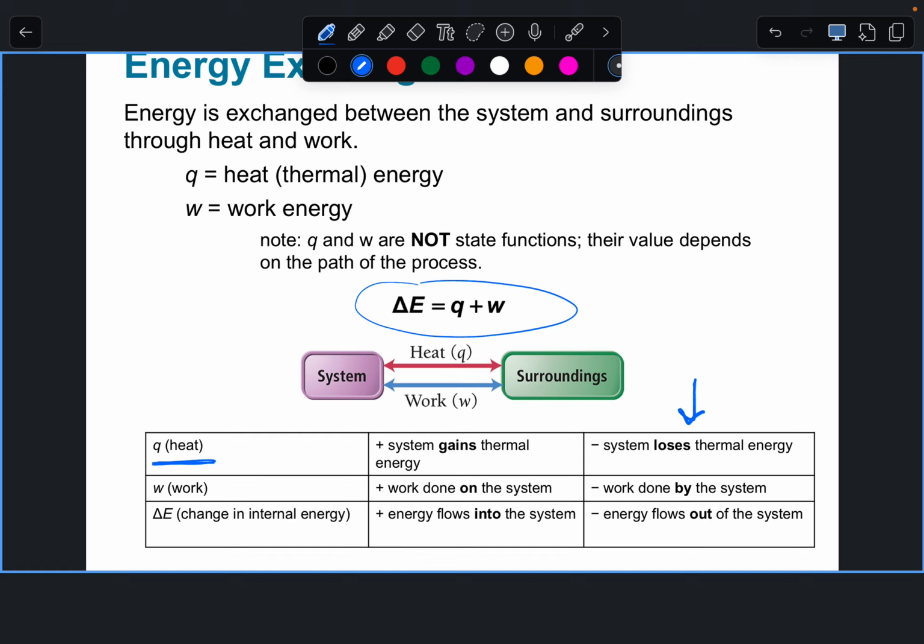So something that loses energy should have a negative sign. If it's losing that energy as heat, that would also be negative. Q would be negative. Q is negative.